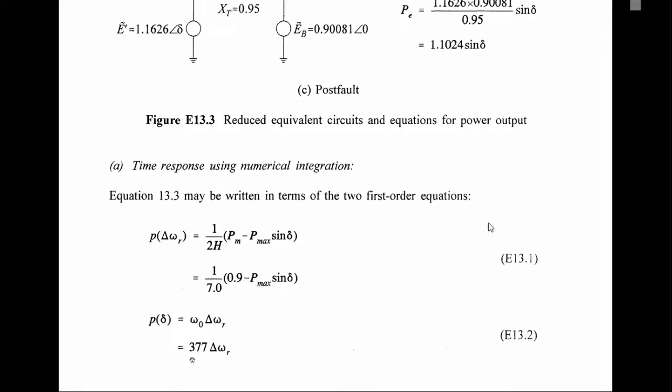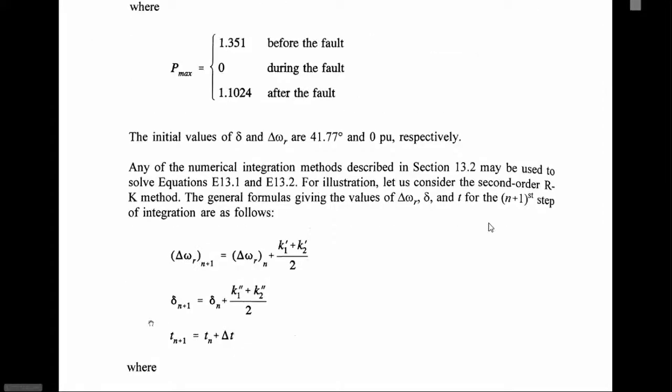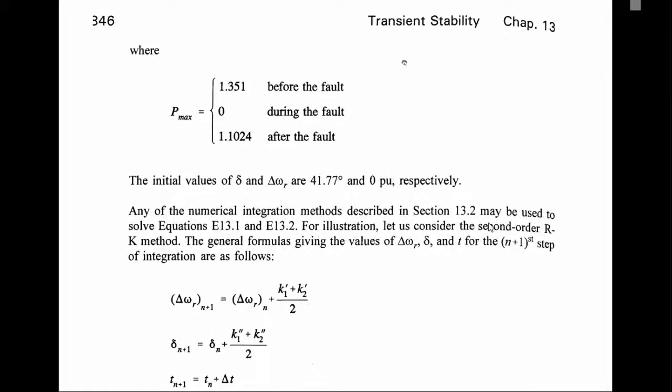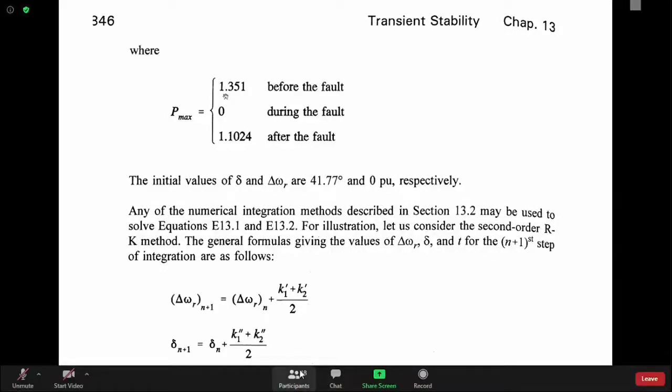Agree? Then you also need to know the power at different instances of our simulation. That means before the fault, what is the maximum power? The maximum electrical power flowing through the transmission line is 1.351 before the fault, then 0 during the fault, and 1.1024 after the fault.